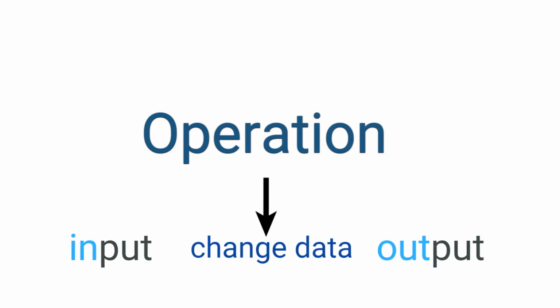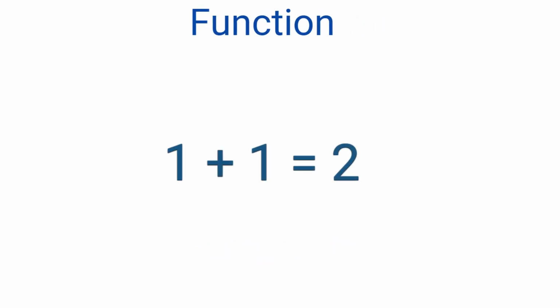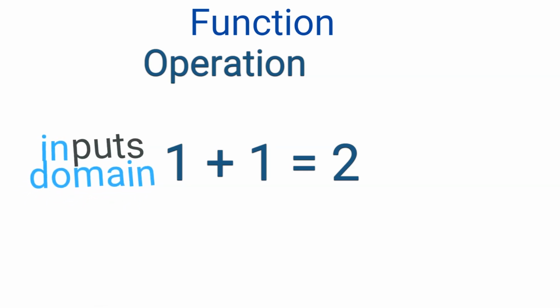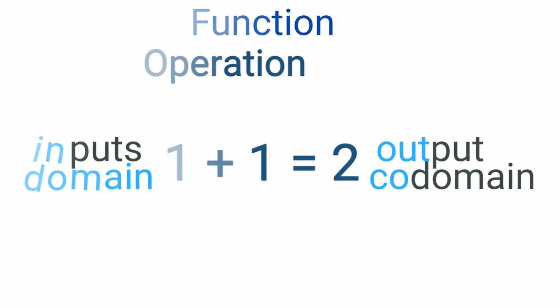So, what's an operation? An operation is the way you change the inputs into an output. So, looking at the function, what makes it an operation? Well, it's that plus sign. That plus sign lets us know how to combine the inputs or domains into an output or codomain.